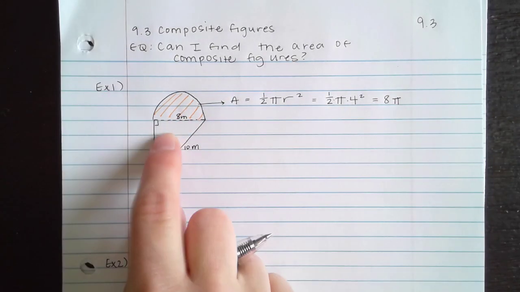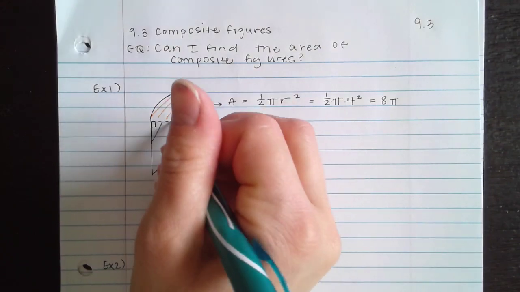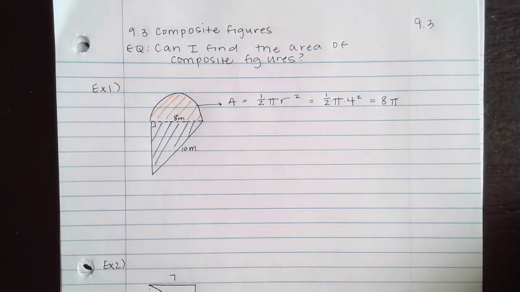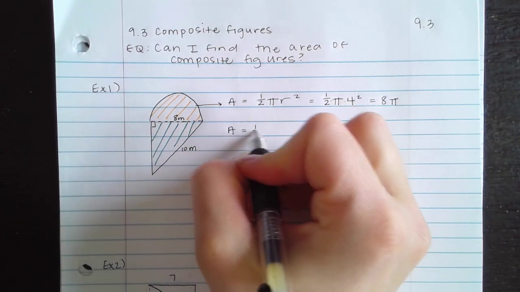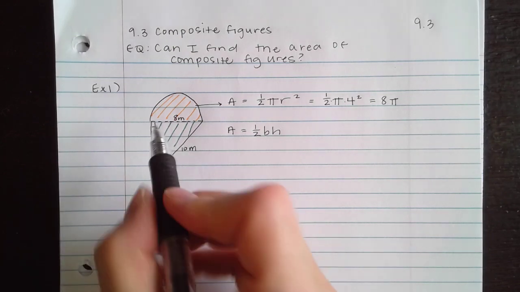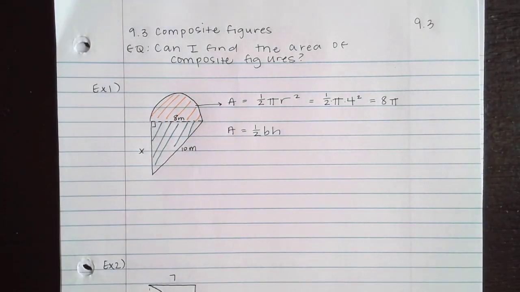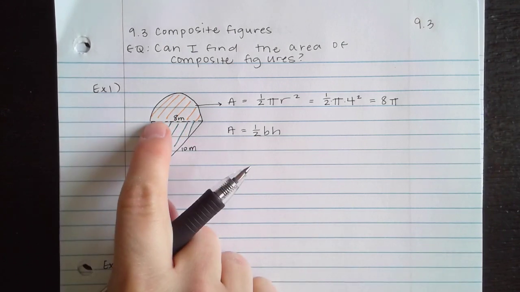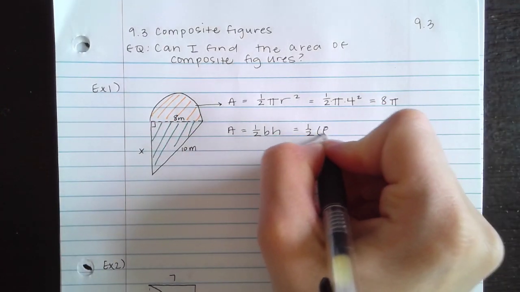We need to find the area of this triangle. So I have this triangle, and I need to know what the area of that triangle is. The area is 1/2 base times height. So in this case, my base and my height are perpendicular. I actually don't know what my height is, or if you want to call that the base, but I'm going to say 8 is my base, but I don't know what the height is.